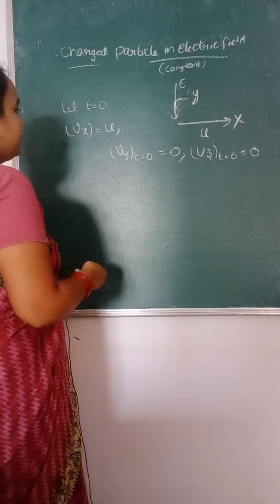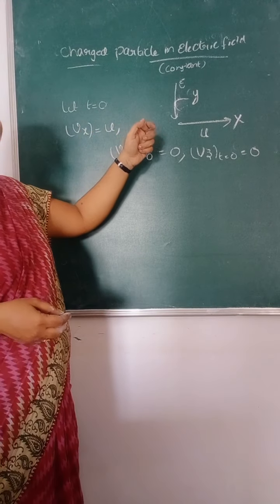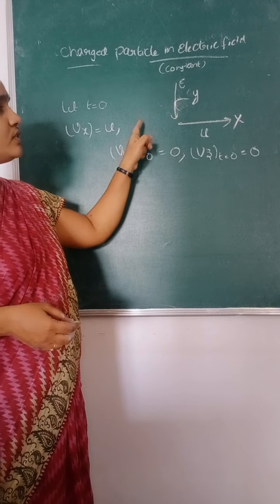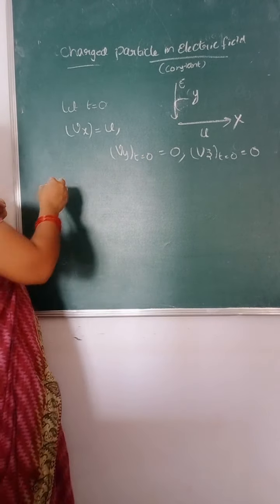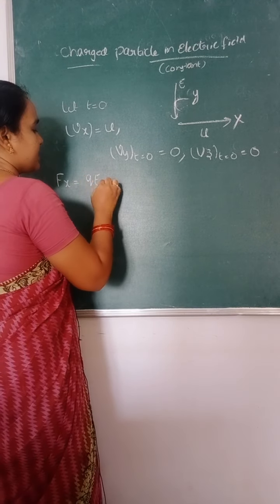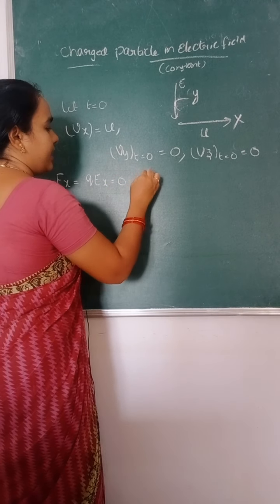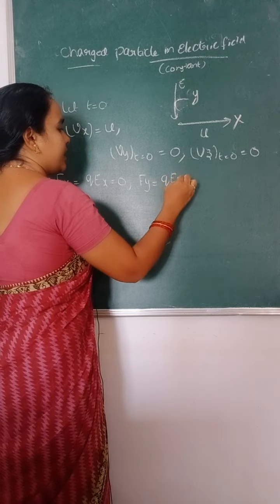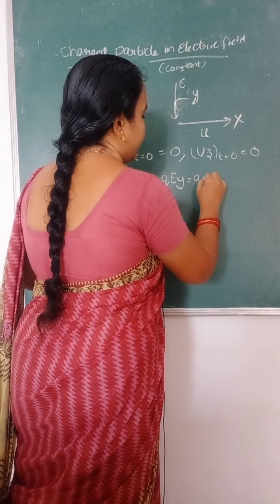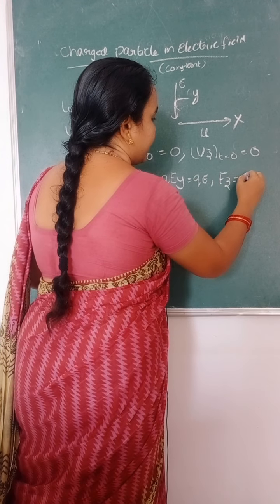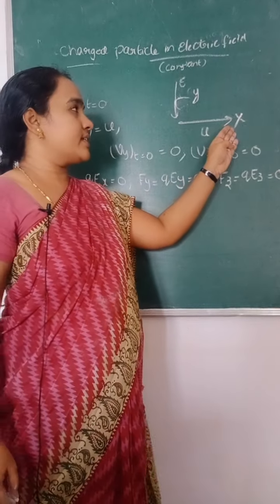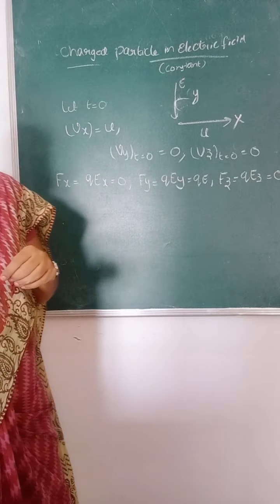Then the components of the force exerted by the external electric field. Because we are applying the electric field along the y direction, there is no force along the x direction. That is, the components of force are Fx equal to QEx, and this value is 0. And Fy is equal to QEy. Since we are applying the force along the y direction, let us keep this term QE. The force acting on the particle along the z direction is QEz, which is equal to 0. Here the particle is moving along the x direction and we are exerting the electric field along the y direction.